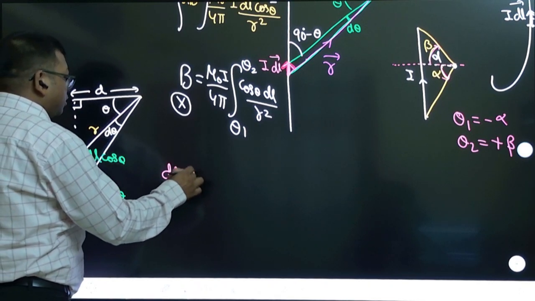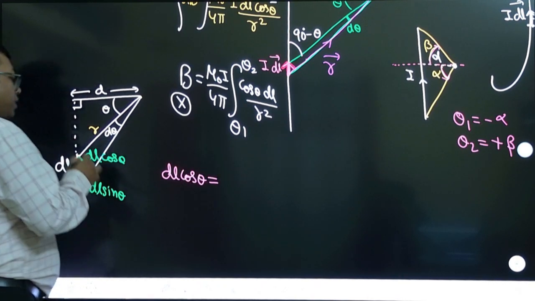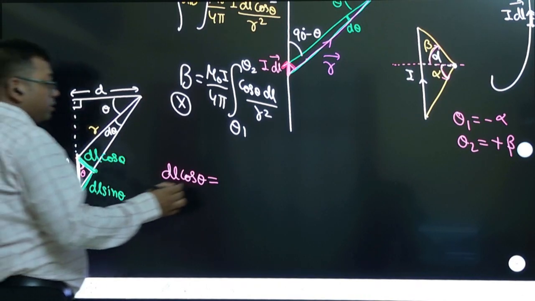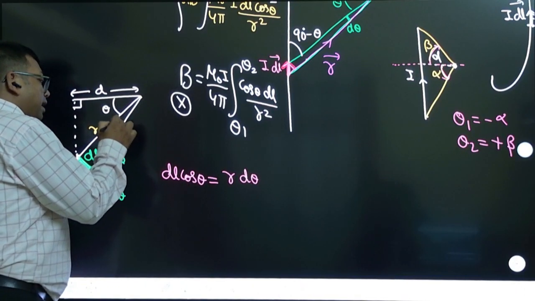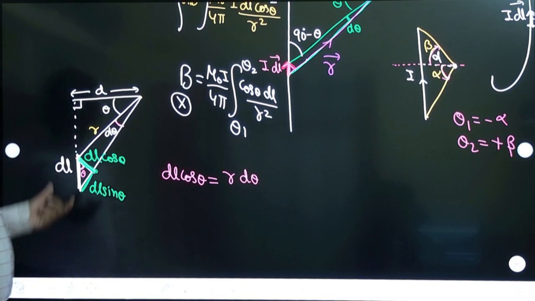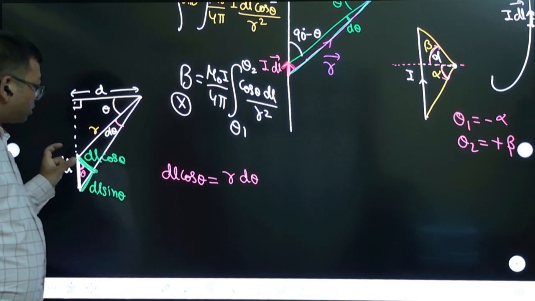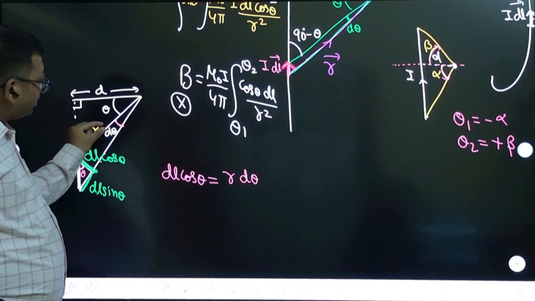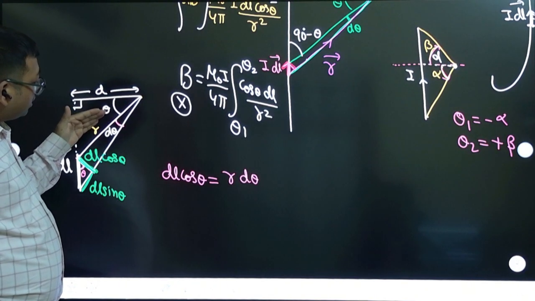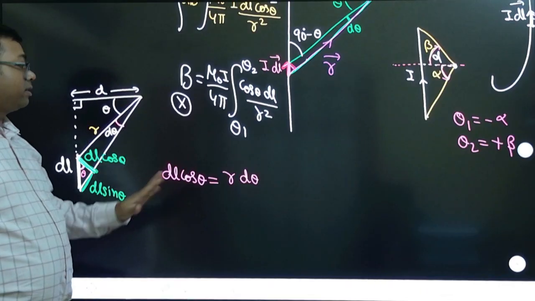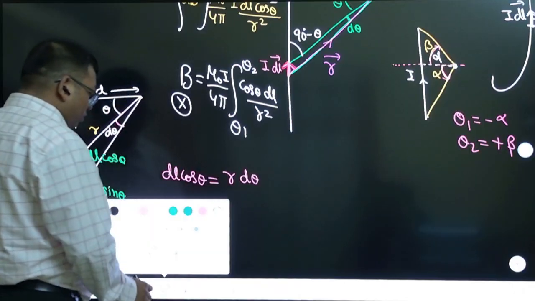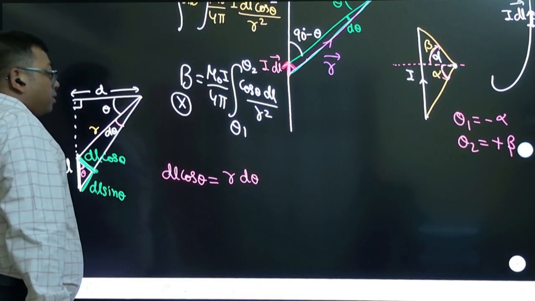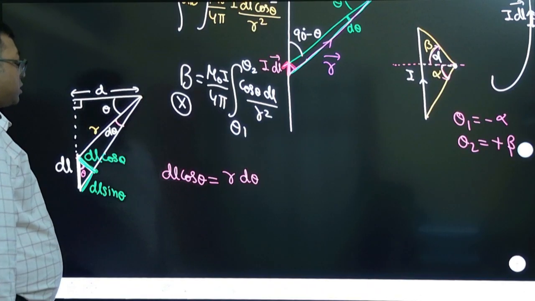Dl cos theta becomes equal to the arc length, which is radius into theta, you know that. So radius into d theta, because this is the angle subtended by this arc length, dl cos theta. So dl cos theta subtends a small angle d theta, and radius into this angle becomes the arc length. That's the most important thing. Now I think we can very easily do this calculation. Dl cos theta is r d theta.